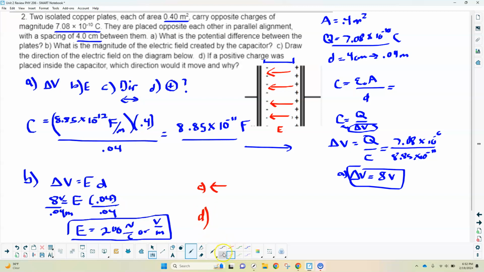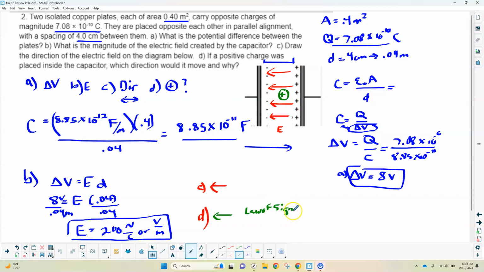So if we stuck a positive, let me get a different color. So if we put a proton or some positive charge in the middle here, it says which direction would it move. So the positive charge, if you think about electrical forces, is going to get repelled by the positive side, and it's going to be attracted to the negative side. So it's going to follow the electric field lines. So it would also move to the left. And you could just talk about the law of signs with like attraction and repulsion.